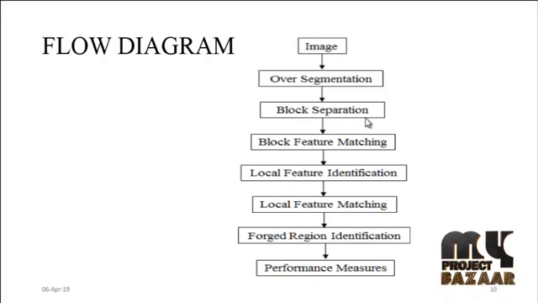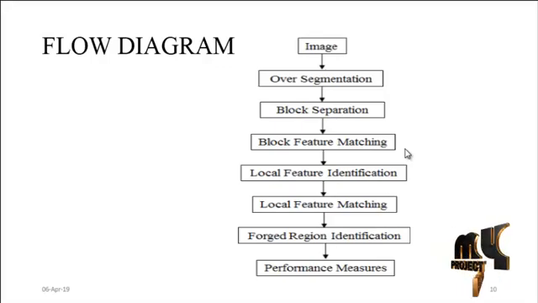Then the block separation is carried out, and then the block feature matching is carried out. In the block separation, we identify the local keypoints from the image by using the SIFT feature extraction method. After the SIFT feature extraction, the block feature matching is done based on the distance calculation. Hence, the features extracted from the image will be matched by using the block feature methodology. After these two steps, the local feature identification and then the local feature matching will be carried out.